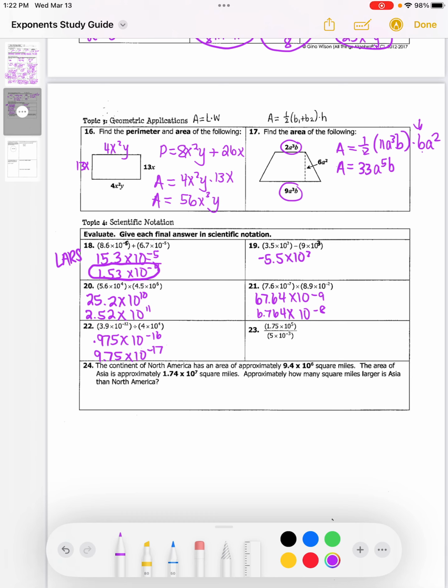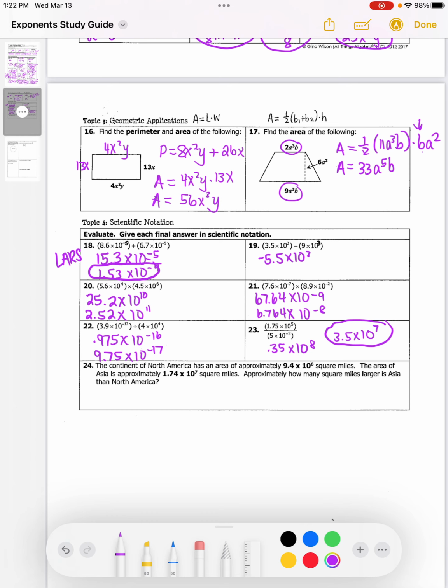Next problem here, 1.75 divided by 5 is 0.35. And we're subtracting. 5 minus -3 is really 5 plus 3, which is 8. We need to move this decimal to the right. And since we're moving it to the right, we subtract 1. So it's going to be times 10 to the 7th as our final answer here.